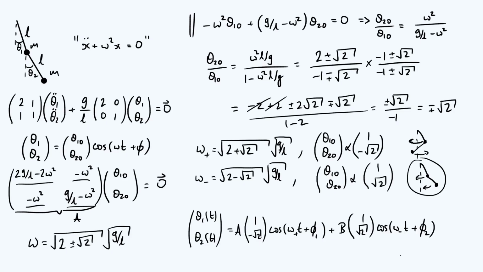In order to fix the various constants, a, b, phi 1, and phi 2, you would need to be given 4 different initial conditions, basically. So you could be told the initial displacements, the initial angles, of the double pendulum and the initial velocities. And then you could plug in those various initial conditions and get a set of equations that you could solve to fix a, b, phi 1 and phi 2.